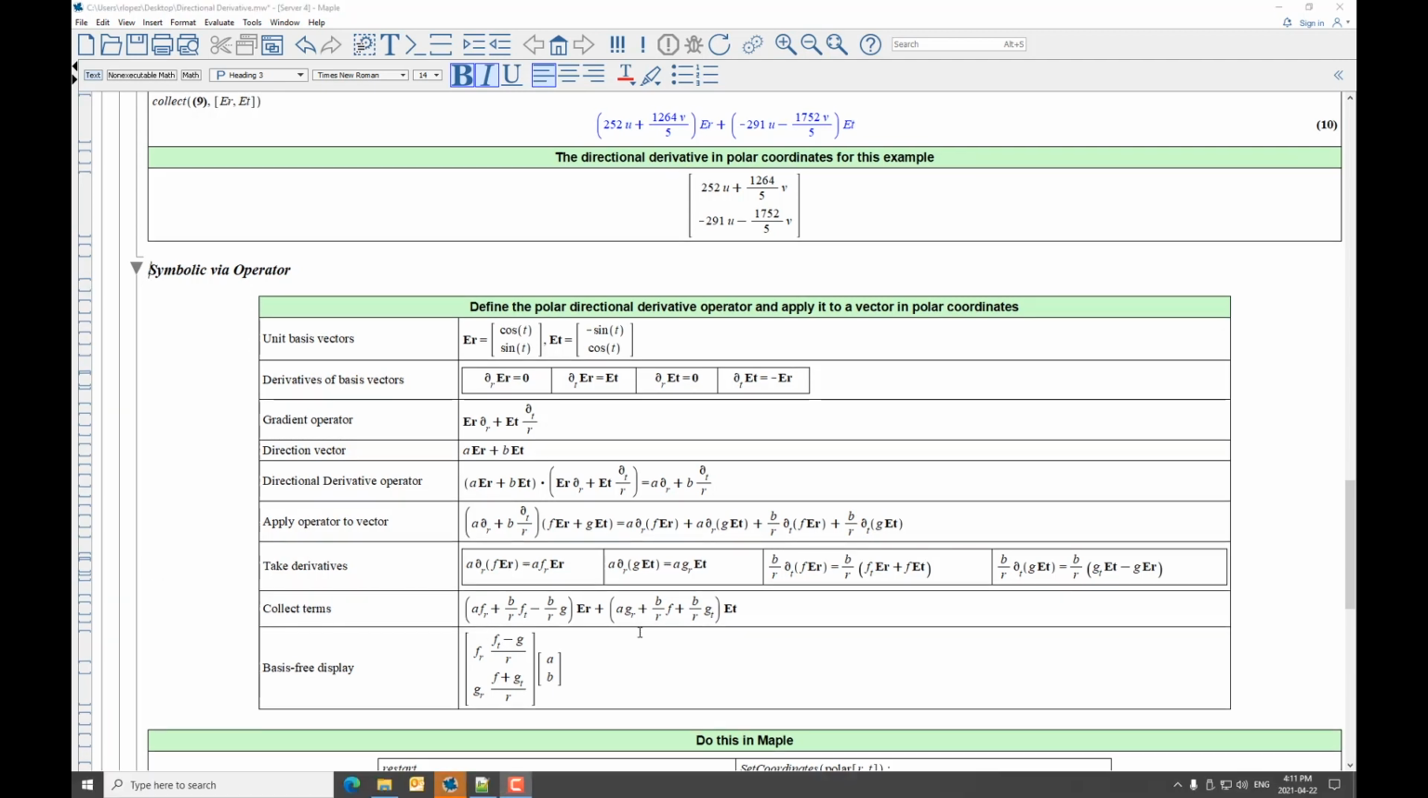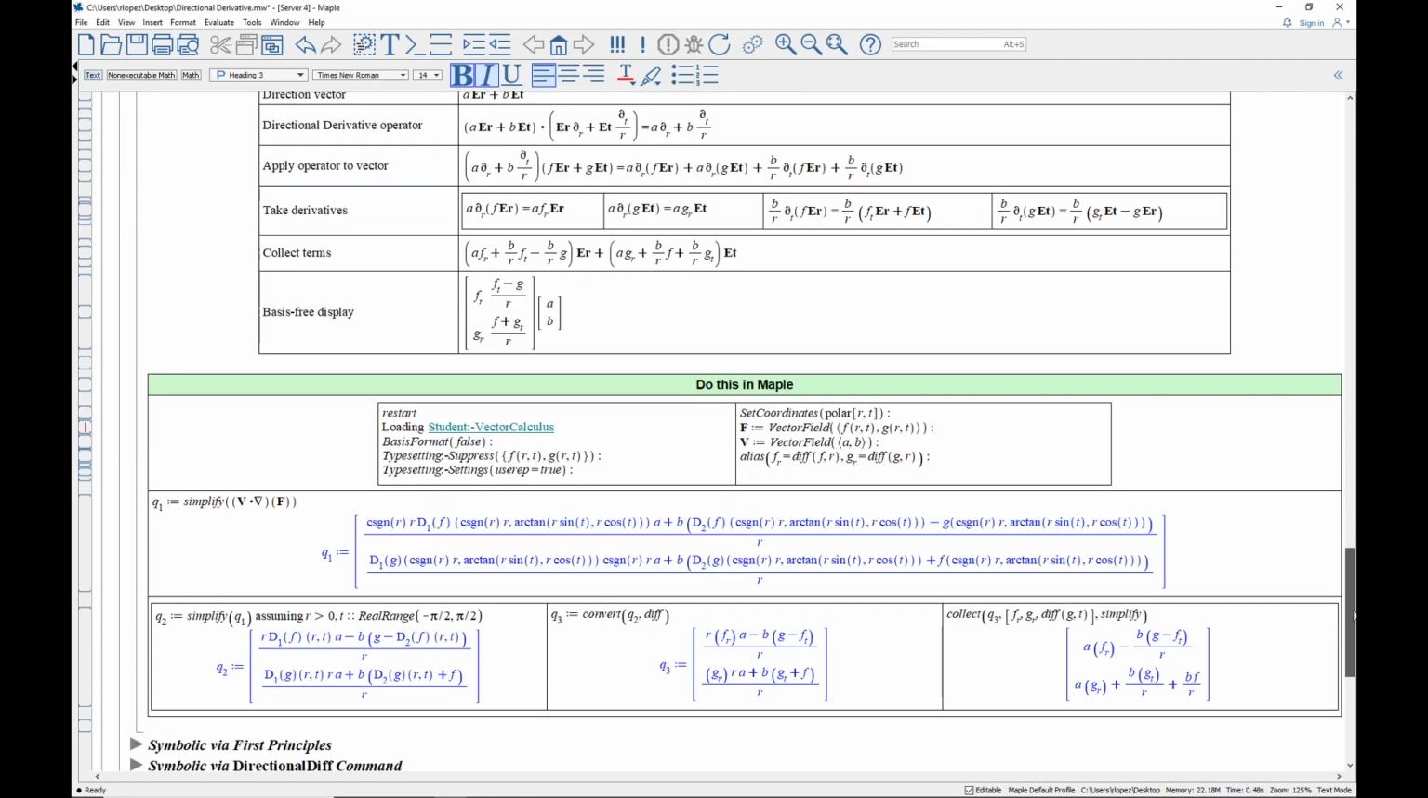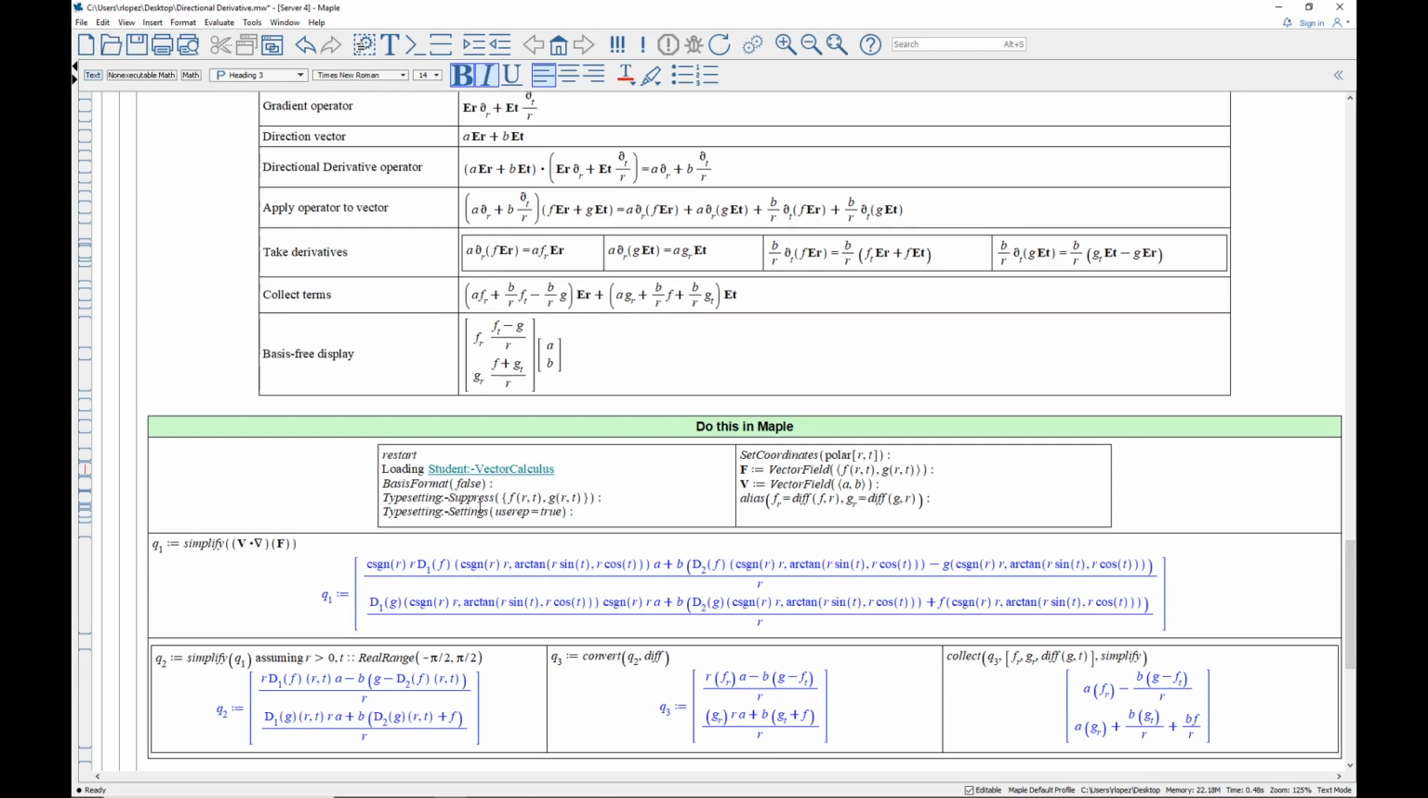Can we do what we just did with pencil and paper in Maple? So, student vector calculus package, a little bit of typesetting, but we need to set the background coordinates to polar, and in a moment I will show you why. We need a vector field in polar coordinates. Because I've set the background coordinates to polar, I don't have to tell the vector field command that we're in polar coordinates. It will inherit that coordinate system from the background.